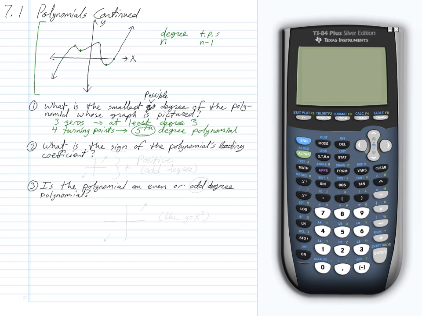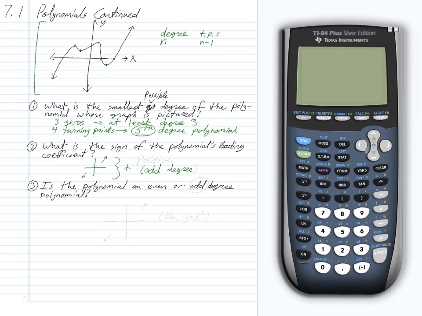Now, what would the sign of the polynomial's leading coefficient have to be? Well, we can make that determination based on its end behavior. Here, I see my polynomial goes up to the right and down to the left, and there is only one criterion that causes this. In this case, we have a positive leading coefficient, and coincidentally, we also have odd degree. So that answers our third question.